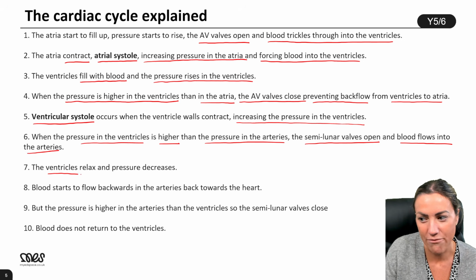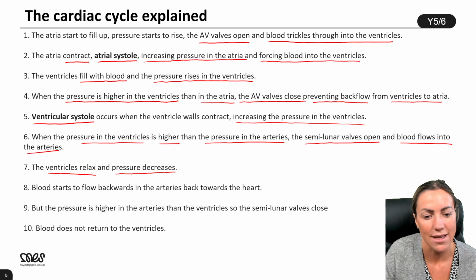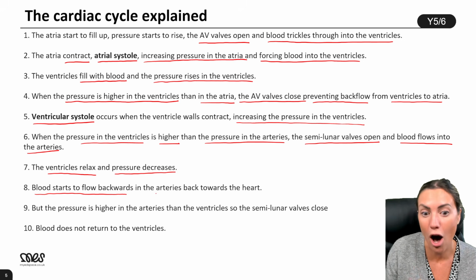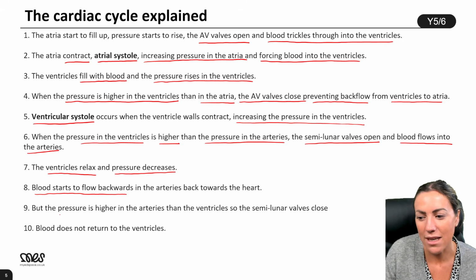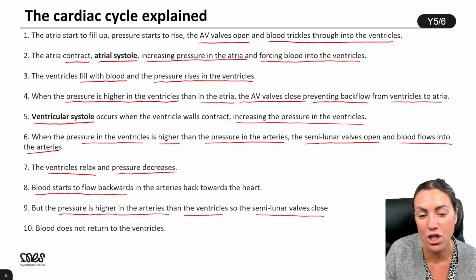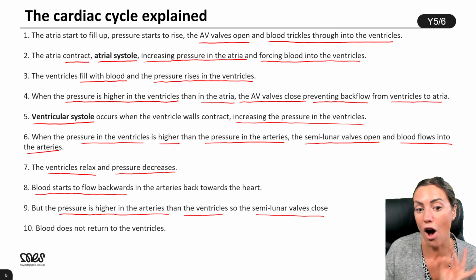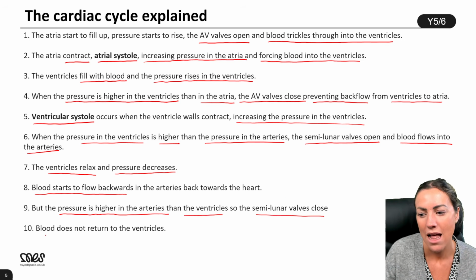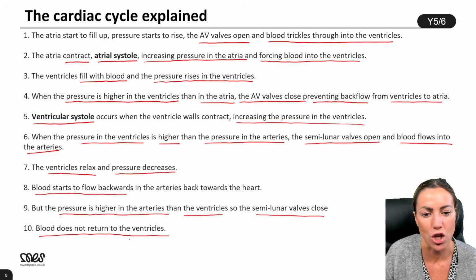The ventricles will then relax. This is diastole. Pressure will decrease in the ventricles. Blood could start to flow backwards from the arteries into the heart. But remember, because the pressure is higher in the arteries than in the ventricles, the semilunar valves have closed. So even when the chambers of the heart relax during diastole, the blood does not return to the ventricles.